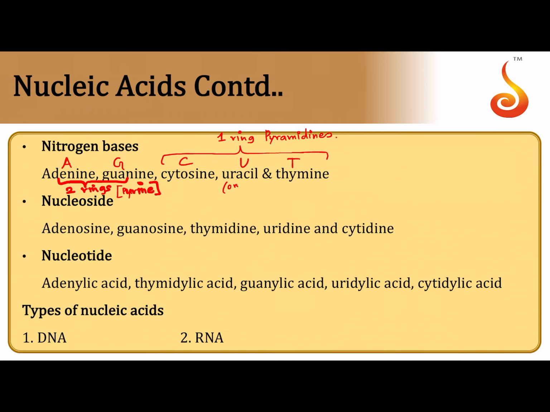Uracil is found only in RNA. You don't find it in DNA. And thymine is found only in DNA. You don't find it in RNA. Others are all common to RNA and DNA.